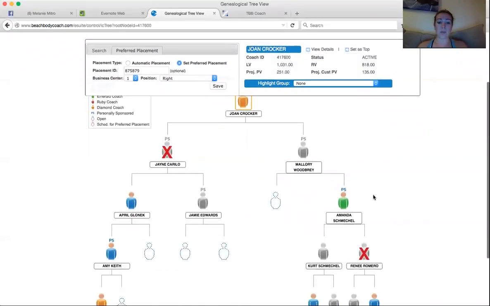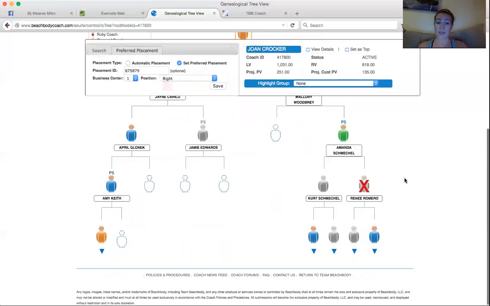Now, here's a great example too. So for instance, Jamie is on Jane's inside leg, right? But Jane has quit. So what that means is that if Jamie wants to start building over here, she's orphaned. She doesn't get help from a coach, because when I build way down here on the left, nobody is building on this inside leg right here to create volume for her. I hope that makes sense.